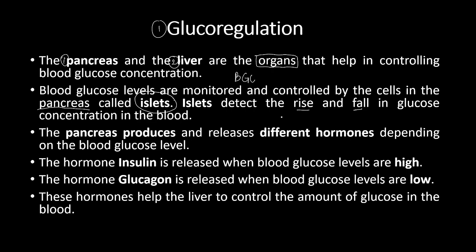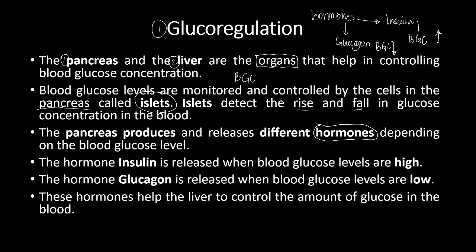The pancreas produces and releases different hormones. Now, for glucose regulation, what hormones are we releasing? We have two hormones that can be released depending on whether the BGC is high or low. These two hormones are insulin and glucagon. Insulin is released when your blood glucose concentration is very high. And glucagon is released when your blood glucose concentration is low, and we'll look at how and why. The hormones help the liver to control the amount of glucose in the blood.